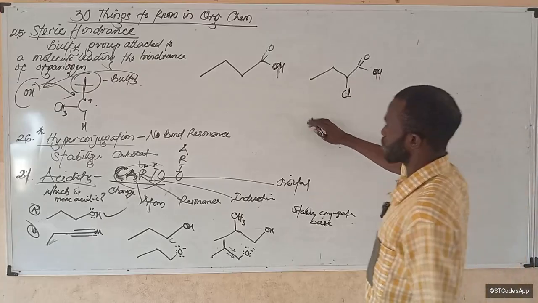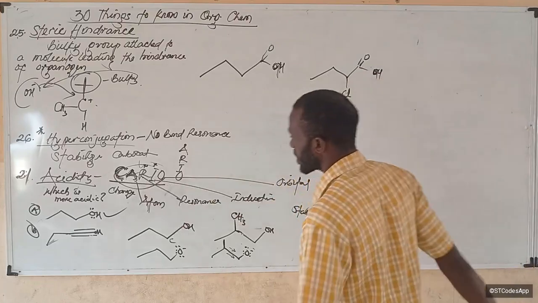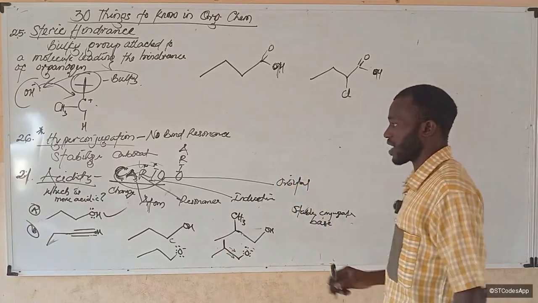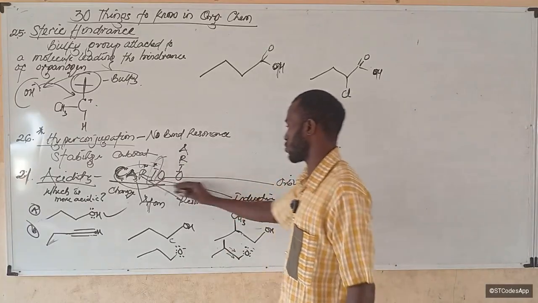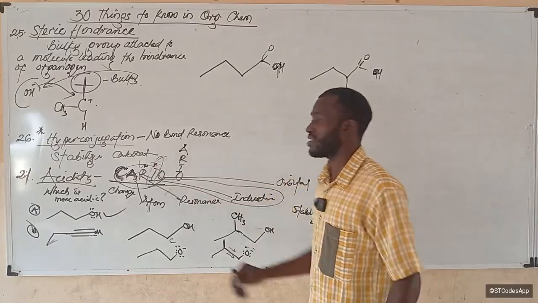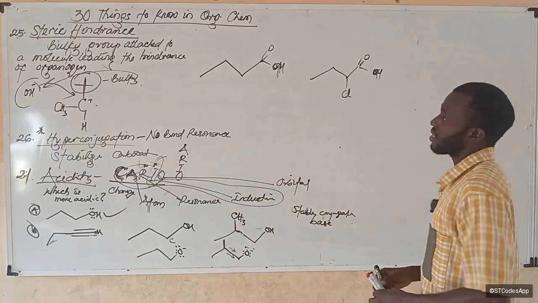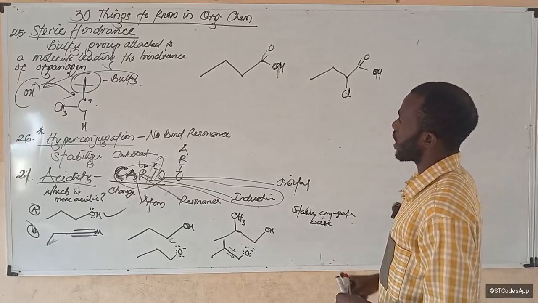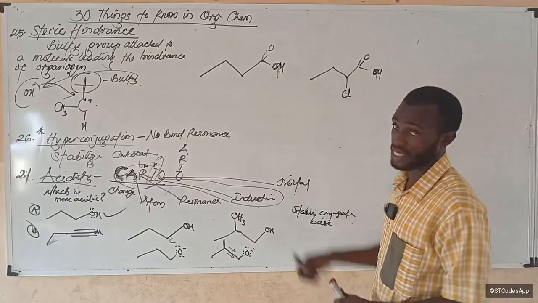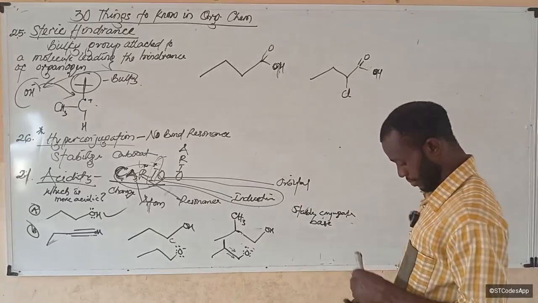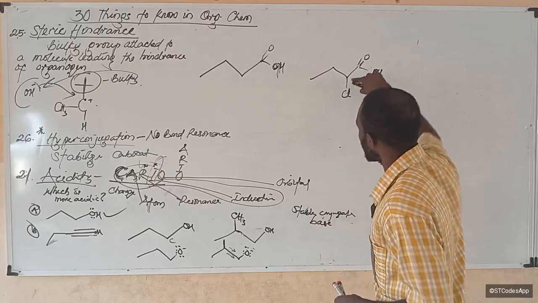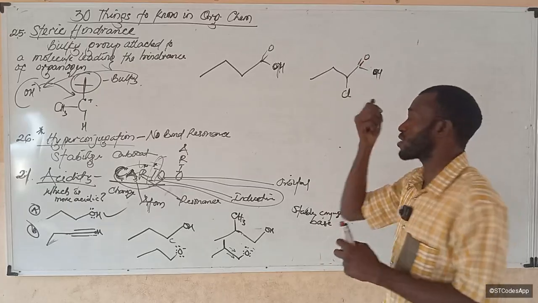Now, actually, if we use resonance, we will not get the answer. If we use inductive effect, you can get the answer. The reason why I'm targeting inductive effect is because I just explained it to you, and I want you to see the effect here. The inductive effect is going to help this guy to be more acidic. Why is that? The reason is that this chlorine is an electron withdrawing group.